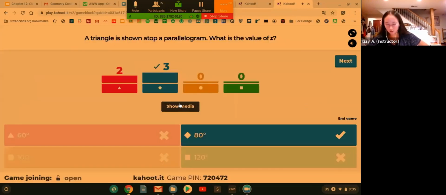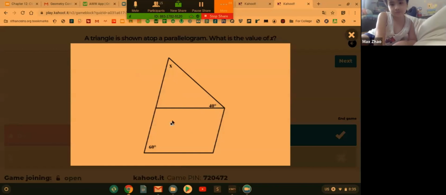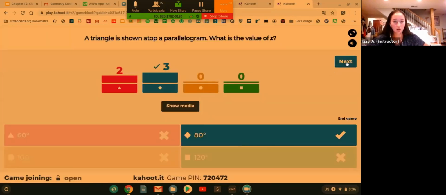So the answer was 80. Got it right. So if you know that these two lines are parallel, then this must be 60 degrees because they're corresponding angles. So then you would do 180 minus 60 plus 40, which is 180 minus 100. So then x would be equal to 80.